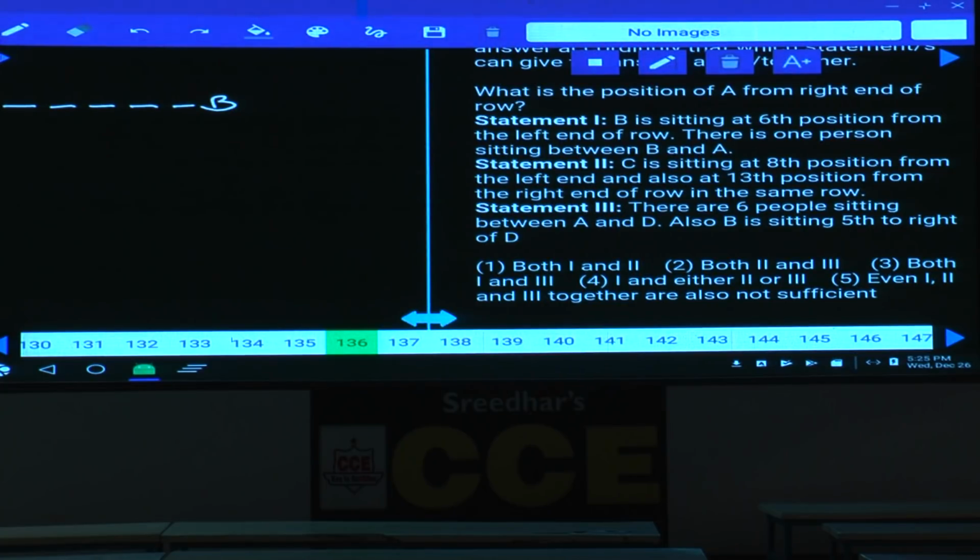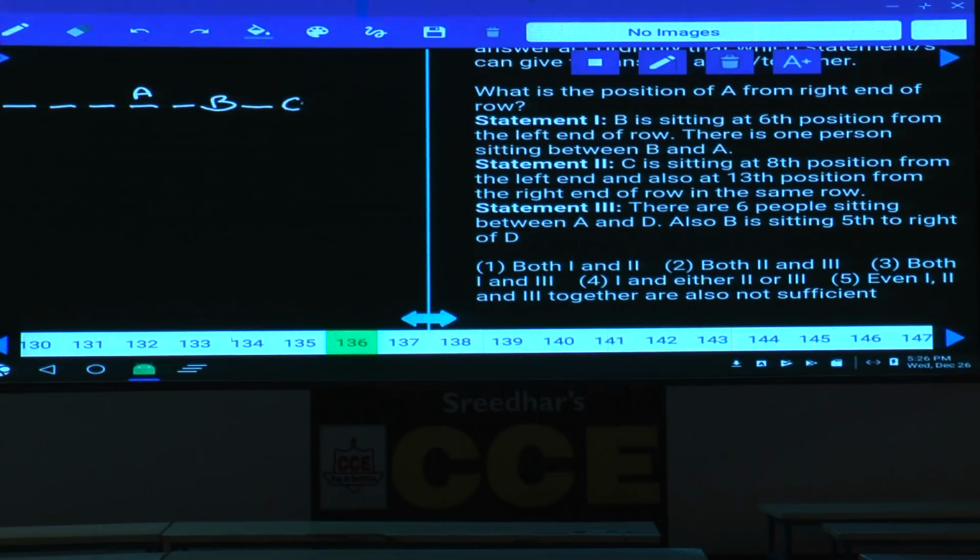B is seated 6th from the left end of the row. There is one person between B and A. A can be here or A can be here. Hence, with the help of condition number 1. Then condition number 2, C is seated at the 8th position from the left end of the row. 3, 4, 5, 6, 7, 8. As C is seated 8th from the left end of the row, C will be here. If C is here, then what is the position?